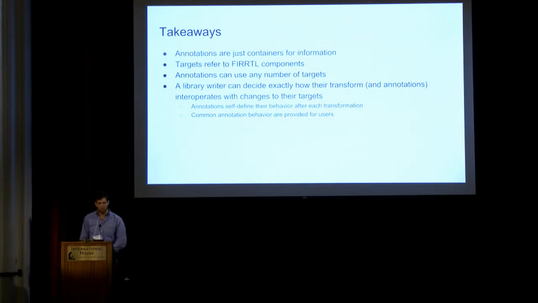So the big takeaways are that annotations are just containers of information. They're kept to the side of the circuit. And we have this concept of a target, which refers to named FIRRTL components. Because annotations contain information, they can contain targets, and they implement an update method. And a library writer can decide exactly how their transform and the corresponding annotations to that transform should interoperate with changes to their targets. Okay?